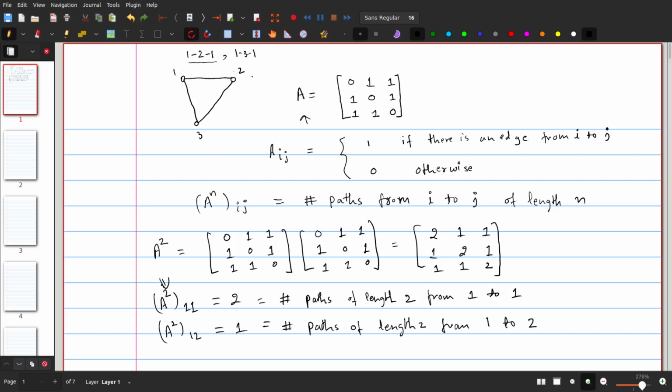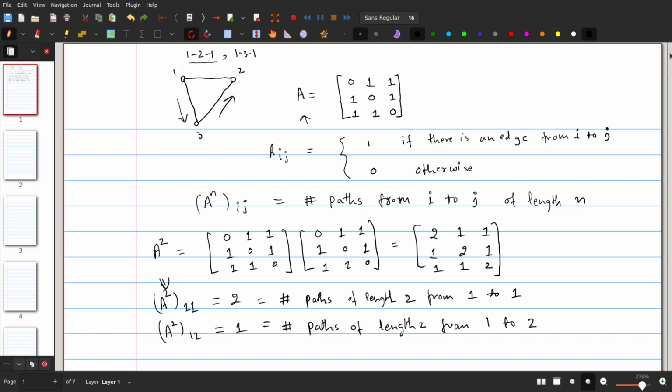So the number of paths of length 2 from vertex 1 to 2 is only 1, and it is clear from this graph that this path is 1 3 2. This is the only possible path of length 2 from vertex 1 to 2: 1 to 3, then 3 to 2. So the number of paths of length 2 from vertex 1 to 2 is 1.